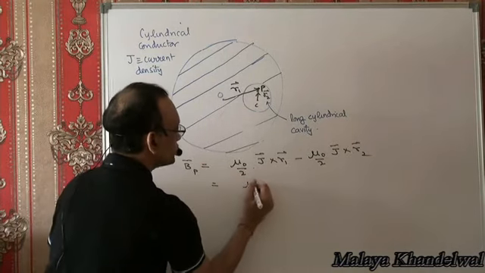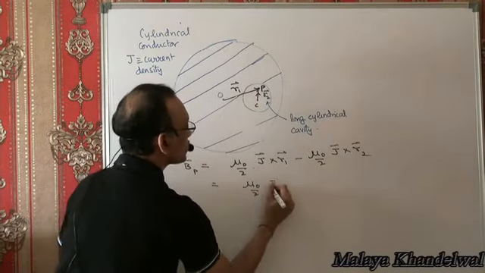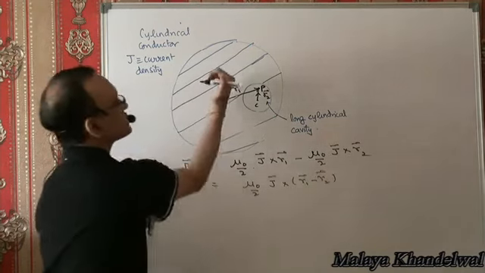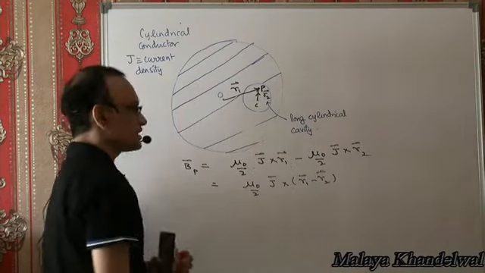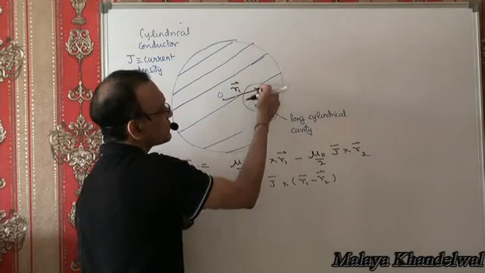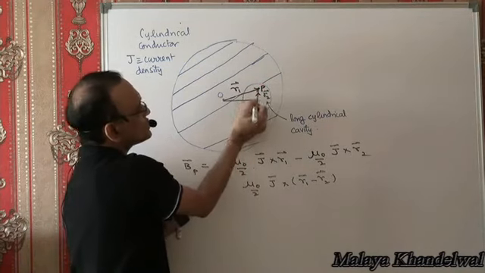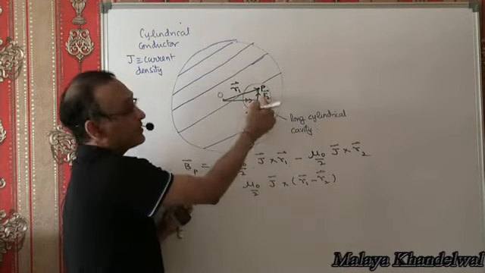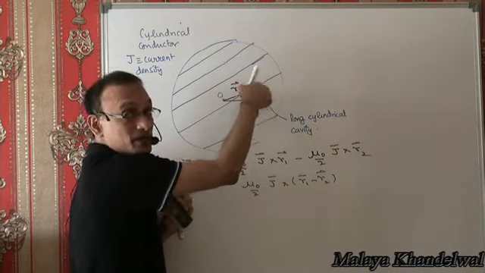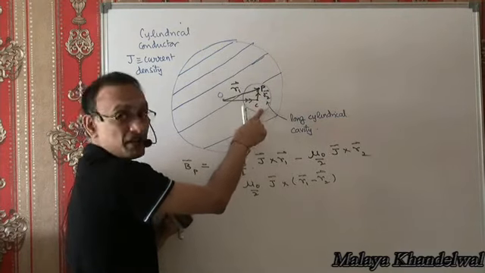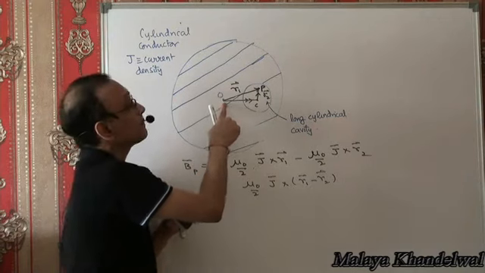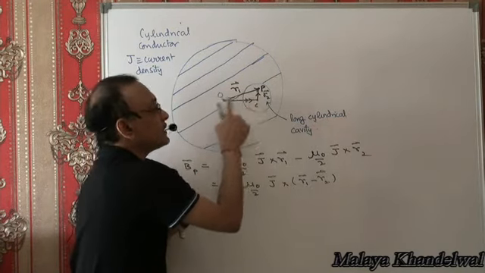So that's like mu naught by 2 J cross (R1 minus R2), assuming J is out of the plane of the board for convenience. Realize that if this is R1, then this is minus R2, and then O to C is a constant vector. R2 is a variable vector because P could be anywhere inside the cavity. R1 is a variable vector because P could be anywhere inside the cavity, but the cavity is fixed. So the center of the cavity and the center of the original cylinder are fixed. So the vector OC is fixed.